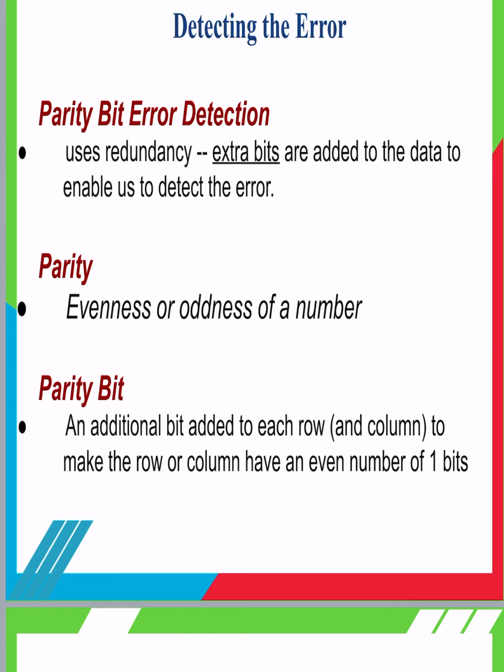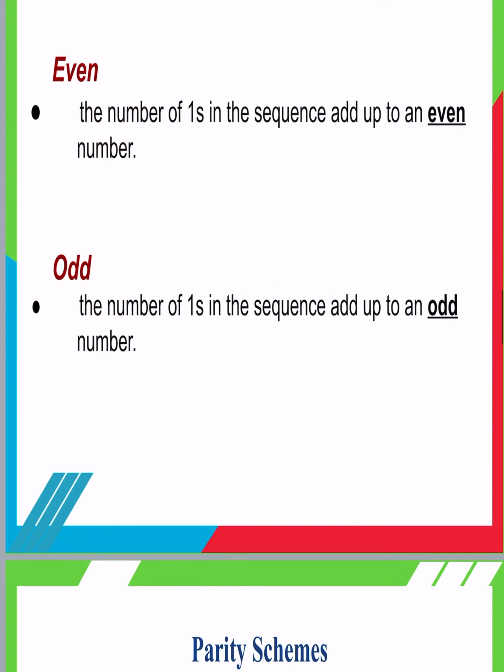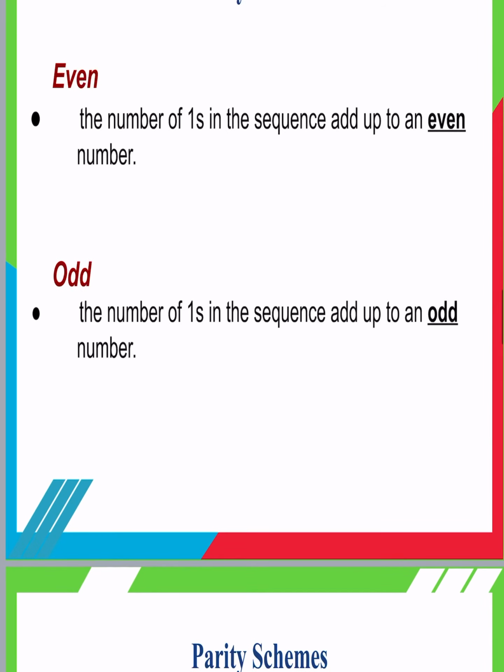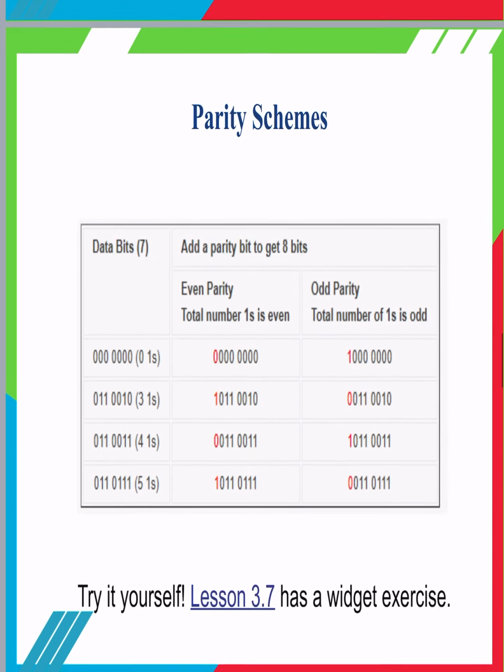Depending on what we mean by even or odd, it depends on the number of ones that we have. Do we have an even number of ones, or do we have an odd number of ones? So in an even sequence, the number of ones add up to be an even number. And then in an odd sequence, the number of ones add up, obviously, to an odd amount.